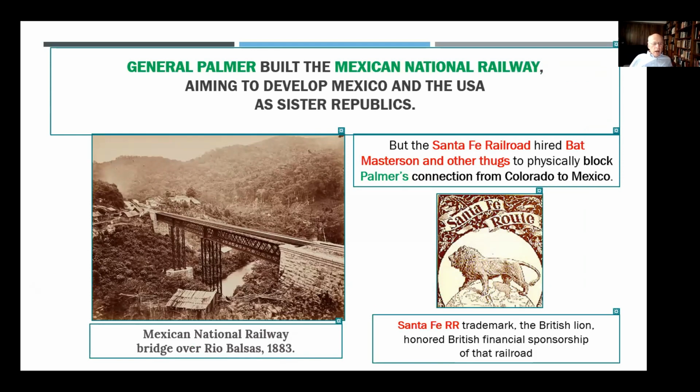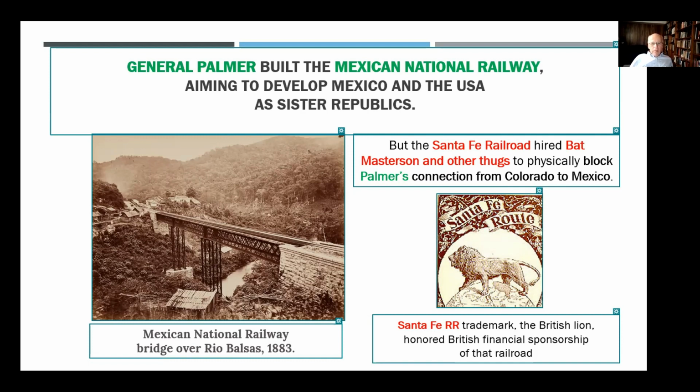It was General Palmer, this man, who built Mexico's national railway. He wanted to take his own railway in Denver down to Mexico City and link the two countries so that the two republics could develop modern industry side by side. He successfully built the Mexican National Railway until it was taken away from him by people not so good.